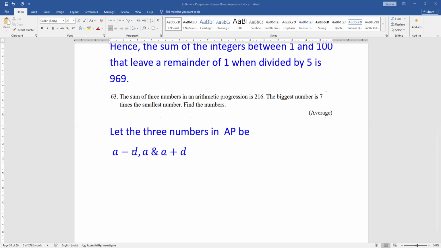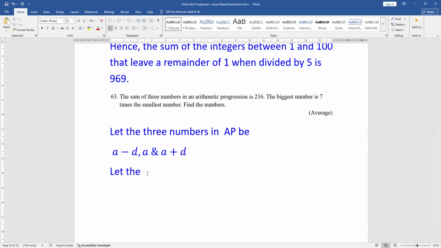Here I need to identify which is the smallest number. When given like this, a minus d will be the smallest, a plus d will be the biggest number. Okay, so the statement I will write is: let the smallest number be a minus d and the biggest number be a plus d.